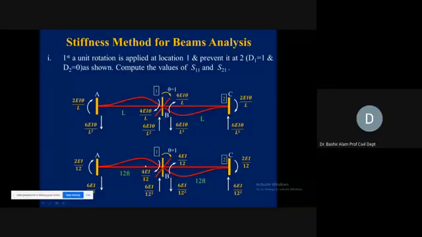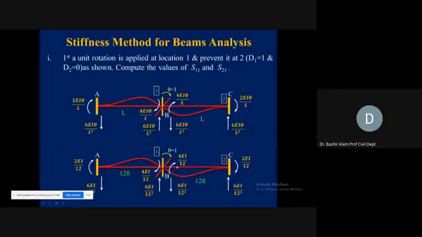So it will be 4 divided by 12 plus 4 divided by 12 times EI, which will be 8EI over 12. This will become your S11 value. The S21 value will correspond to D2 due to D1. So it is again clockwise, positive sign, and it will be 2EI divided by 12. So this will complete the first column of the stiffness coefficient matrix.